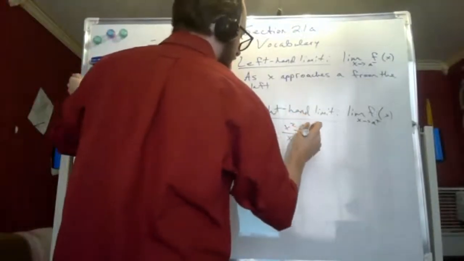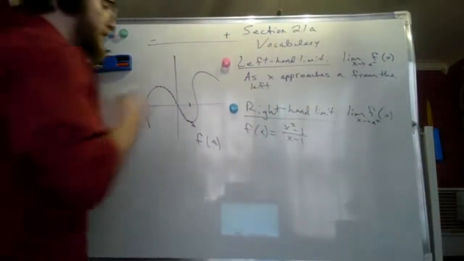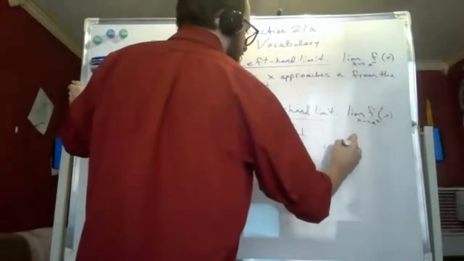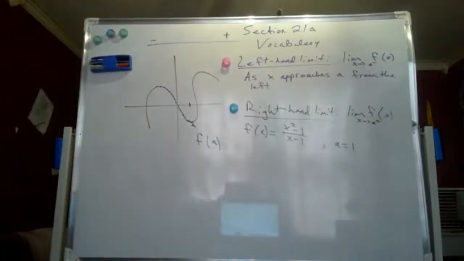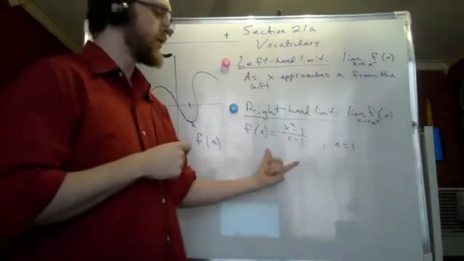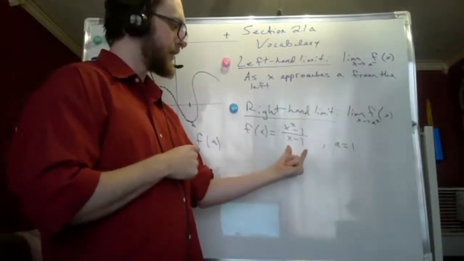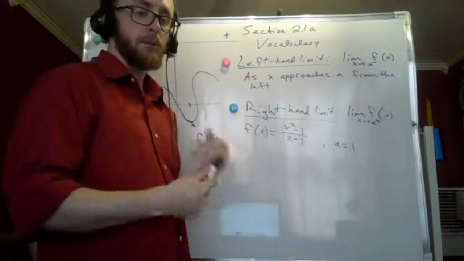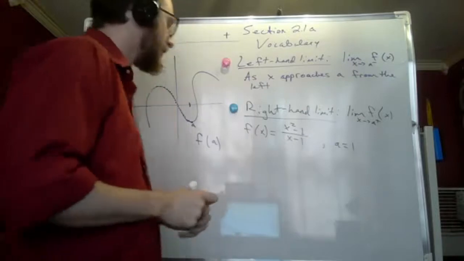x squared minus 1. Okay, so as it stands, and let's say we're interested in the point when a equals 1. As it stands, if I try to plug in 1 to this equation, I'm going to get a 0 in the denominator, and that's going to be a problem. So I can't just plug it in and figure out what this is.